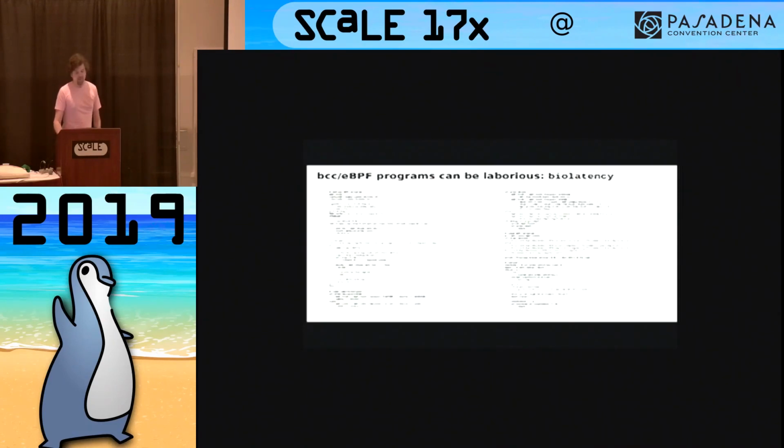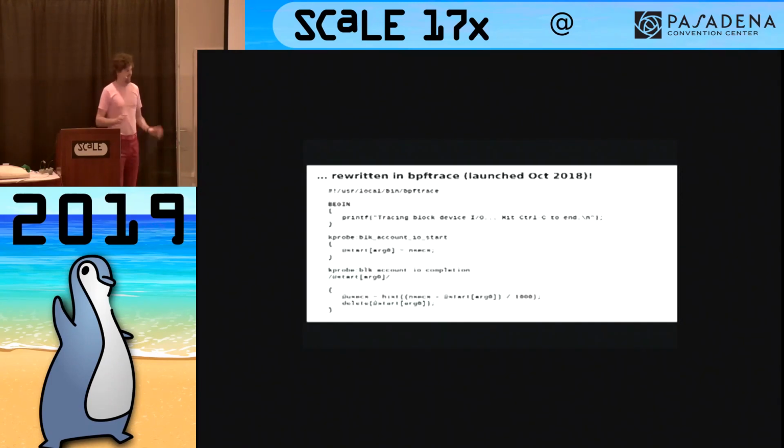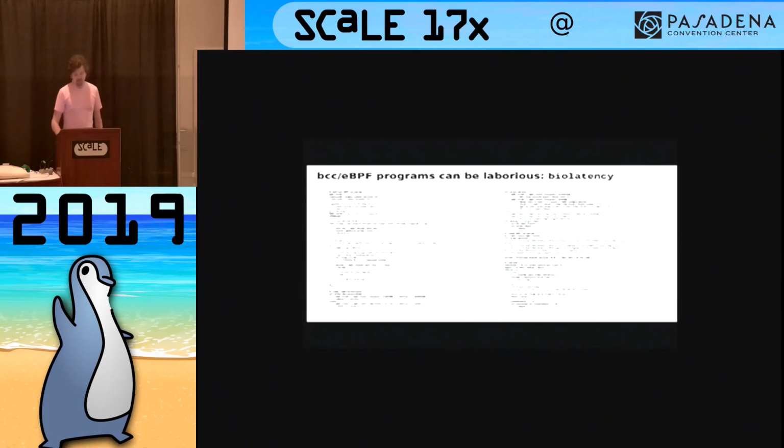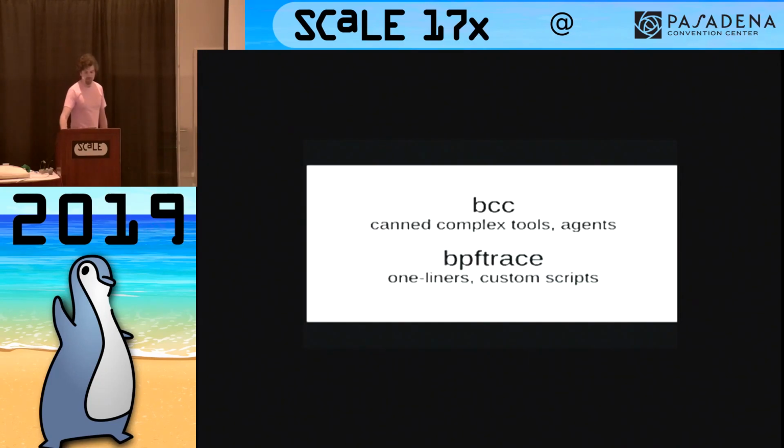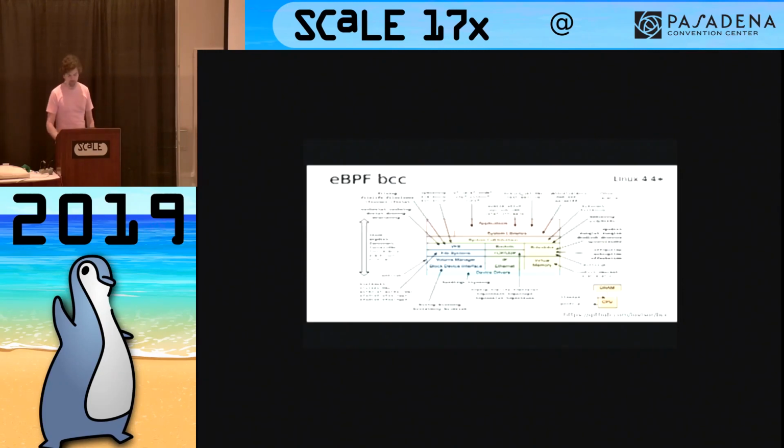That's the BCC version. However, BCC is more powerful because you're in Python for a bunch of this. If you're in Python, I can do argparse, I can do socket libraries, I can do whatever I want. That's a difference between these tools. BPF trace is great for just hacking up a quick custom tool that does something simple. But once you're like, no, this needs to be an agent, and it needs to support Google protobufs, and this and that, then you want it to be a BCC tool, because then you get to use all the libraries. So that's the difference between them. BCC: canned complex tools and agents. BPF trace is great for one-liners and custom scripts.